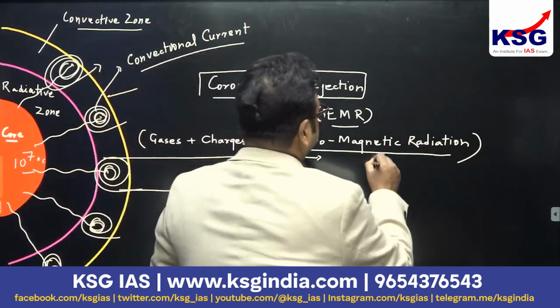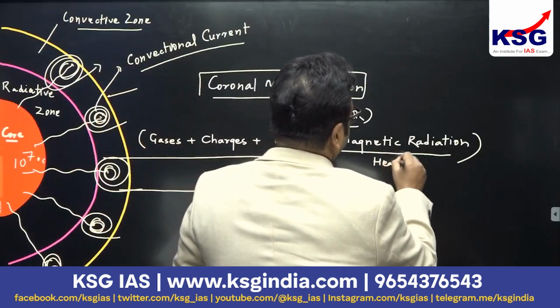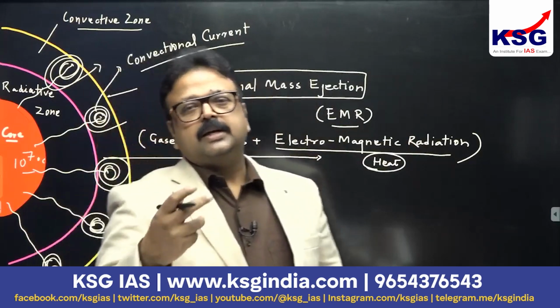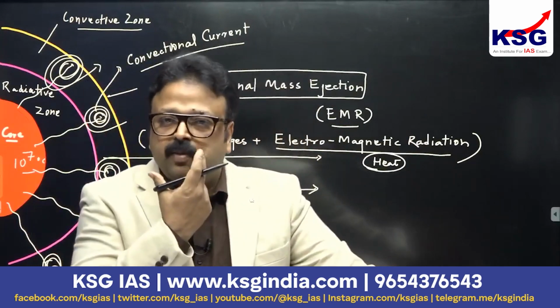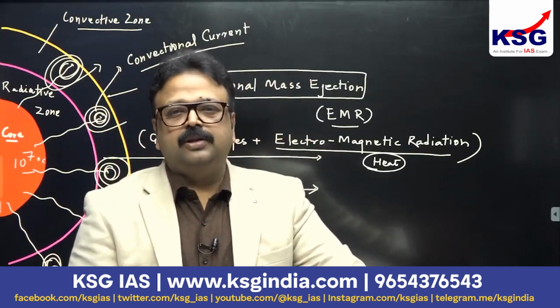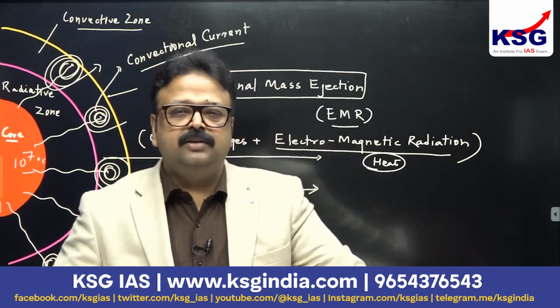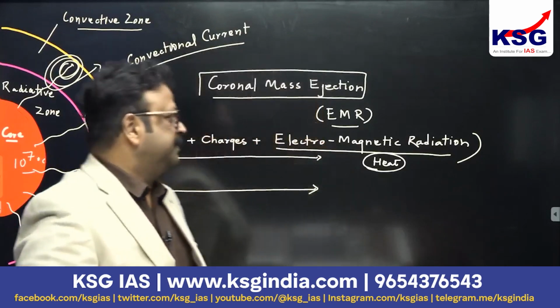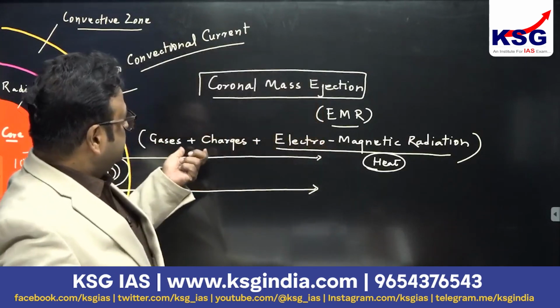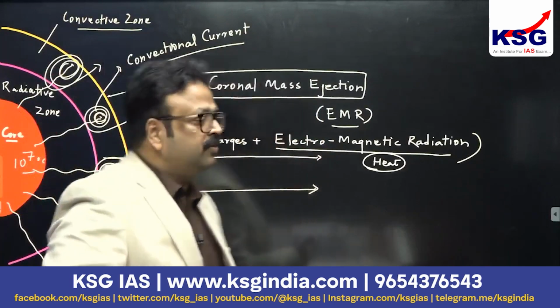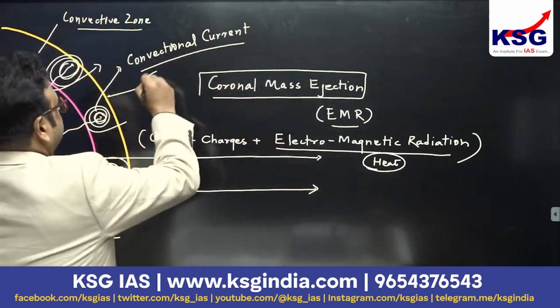Basically, this is heat, fine. Heat travels in the form of radiation. Heat travels in the form of conduction. It can travel in the form of conduction, convection, radiation, and the fourth we will read in climatology, that is advection, horizontal heat transfer, fine. So there are gases, charges and electromagnetic radiation ejected out under the influence of strong convectional current.